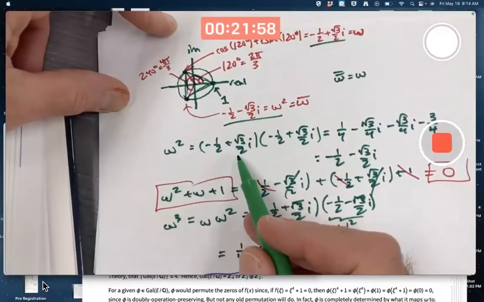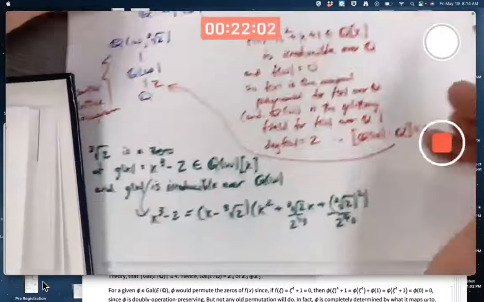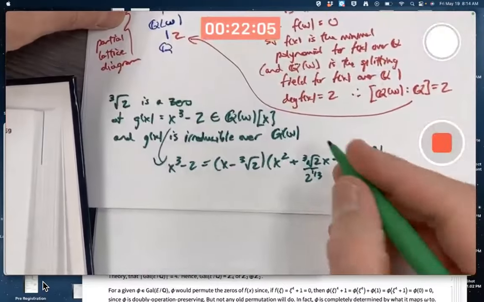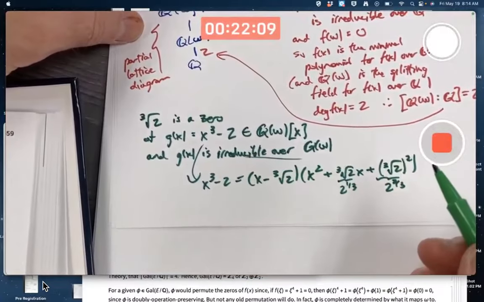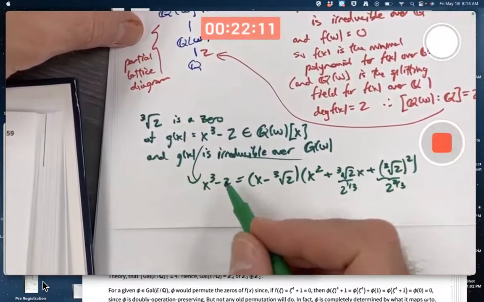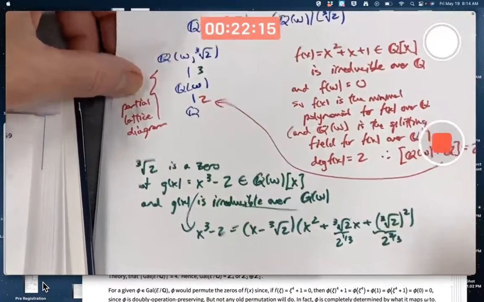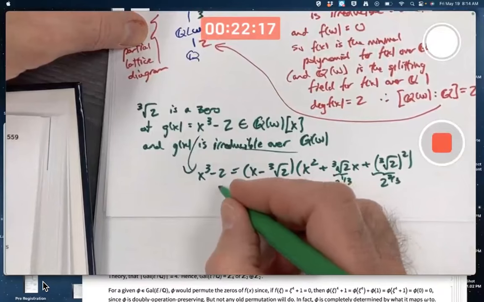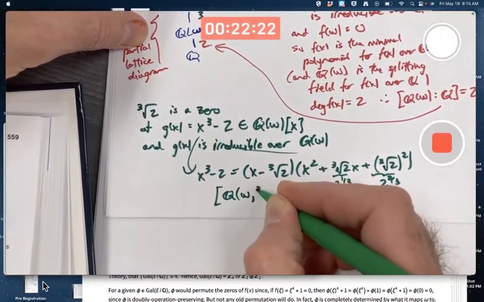There's omega. So hopefully it's pretty intuitive without proof that the other roots are not going to be in Q(omega). So this will be irreducible over that because of that. And this is degree 3, this g(x). Therefore, yeah, that extension is degree 3. Symbolically, I could also write this.